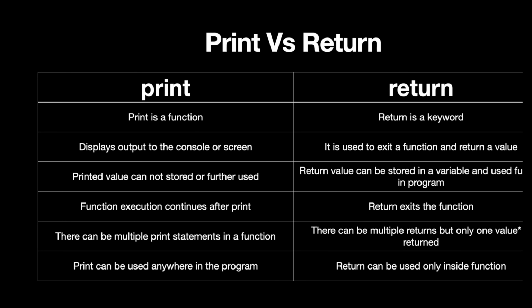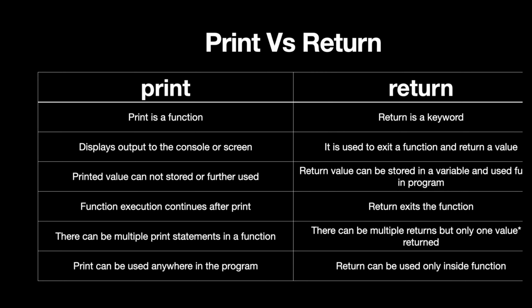To start with, print is a function while return is a keyword. Print displays output to the console or screen, and return is used to exit a function and return a value. The value that we are printing onto the console or the screen cannot be stored or further used, whereas a return value can be stored in a variable and used further in a program.